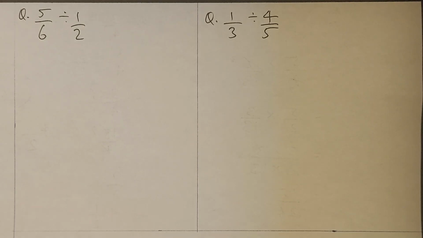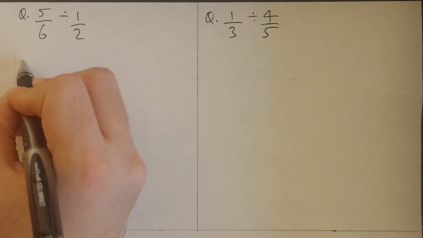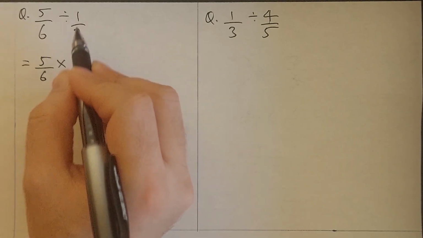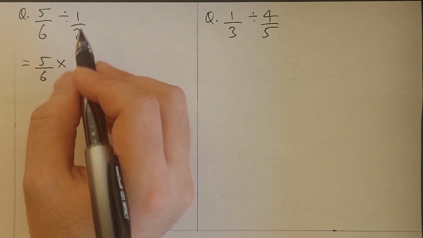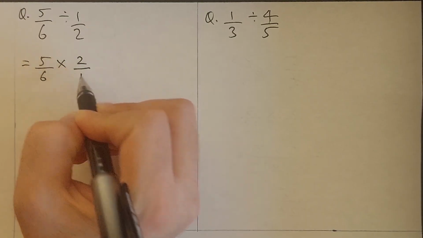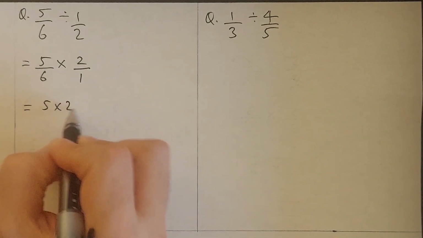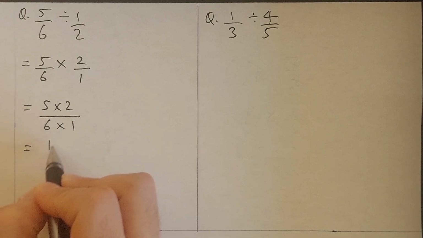The next question we have is 5 by 6 divided by half. Again, there is a division sign in the middle, so we can change the division sign to a multiplication, and the fraction after the division sign has its numerator and denominator switch positions, so 2 becomes the numerator and 1 becomes the denominator. And now we simply multiply the numerators together and the denominators together, and we get 10 by 6.